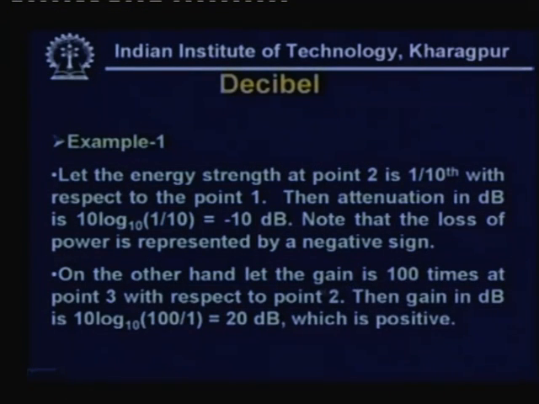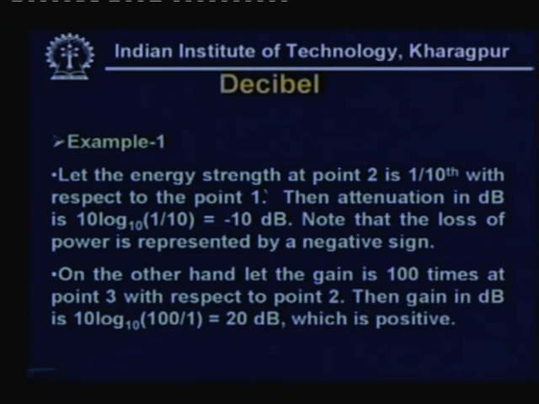On the other hand, let the gain as it passes through an amplifier be 100 times at point 3 with respect to point 2. Then the gain in dB is 10 log10 (100/1), that is 20 dB. In this case, as we find, this is positive. So whenever we amplify, we get a value which is positive. Whenever attenuation occurs, we get a value which is negative.